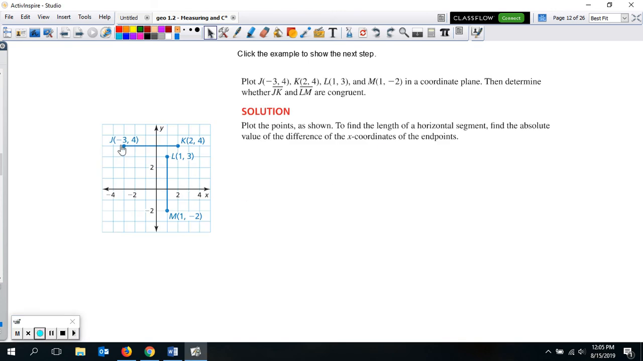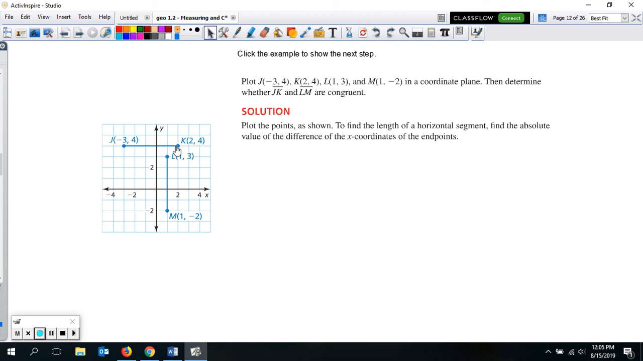So as we do that, you can see here's what it would look like. Now you don't need to do any of this, just watch this one because we're going to do some of these on our own. So they plotted the 4 points, they connected J to K, so that made a horizontal line, and then L to M made a vertical line. So we would need to figure out, okay, what is the distance between J and K?